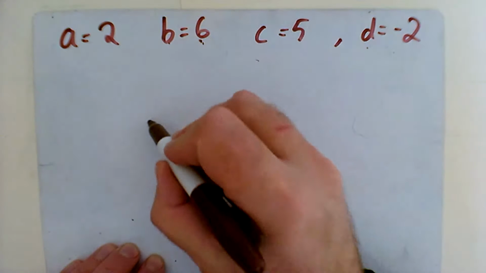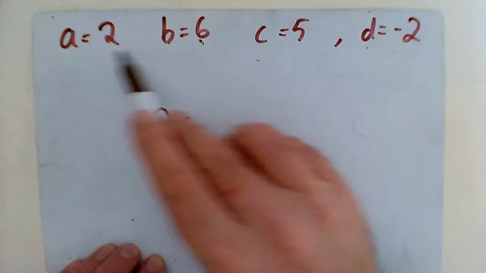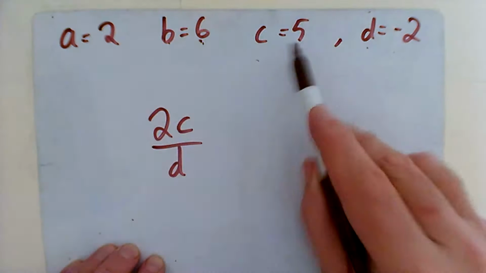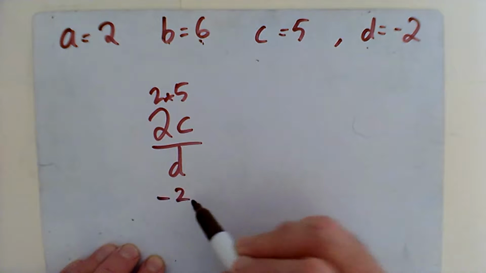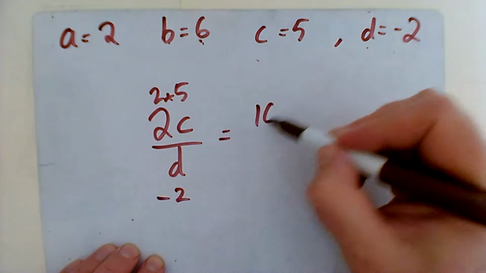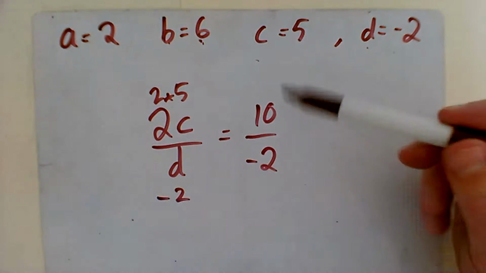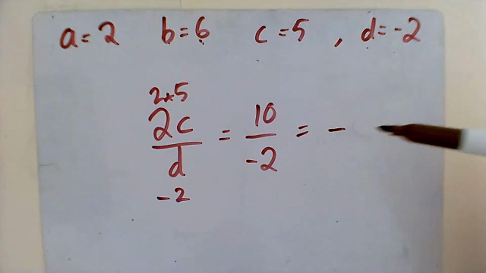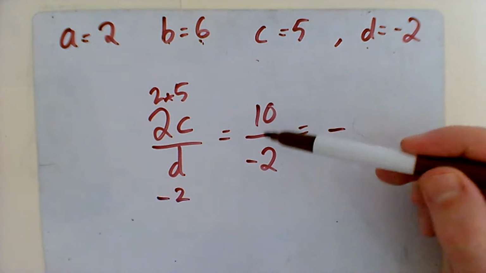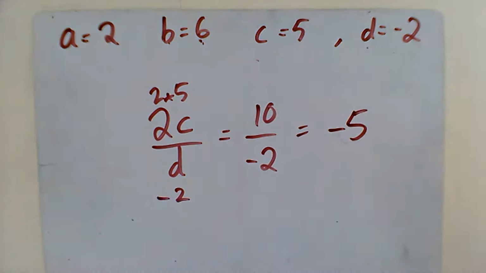What about this one? 2c divided by d. Well, we know 2c, 2 times c, c is 5, so this becomes 2 times 5, d is -2. So 2 times 5 is 10, 10 over -2. Now remember, a positive divided by a negative will give me a negative. So here we've got 10 divided by 2. How many 2s are in 10? 5. So we've got a negative 5. Okay.